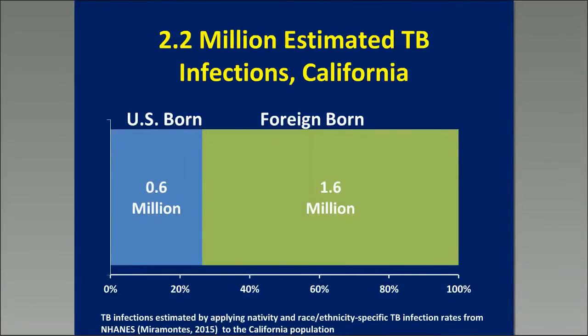So by using this approach, we estimated, and this is a very rough estimate because we also want to look at the age structure of our population, which will impact these final numbers. We're working with our UCSF modeling group to give us a much more robust estimate. But using this very rough approach, we have 2.2 million persons who are infected with TB in the state of California. 0.6 million of them are US-born, 1.6 million are foreign-born.